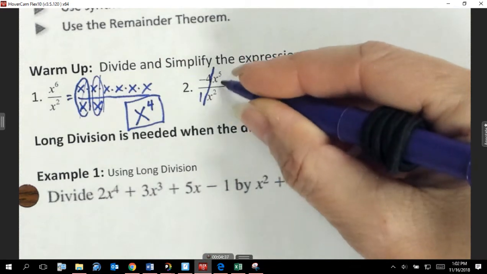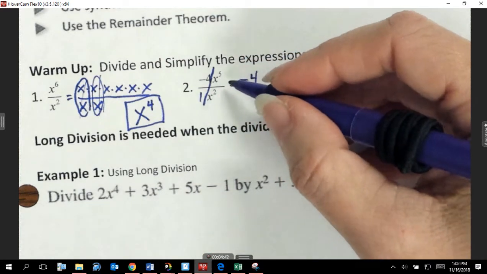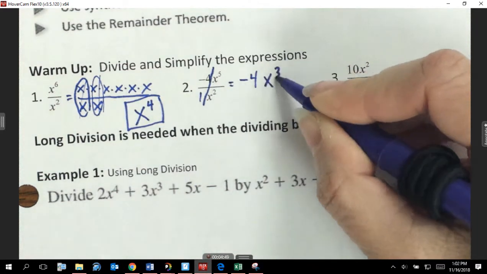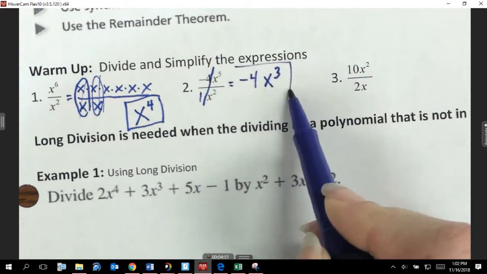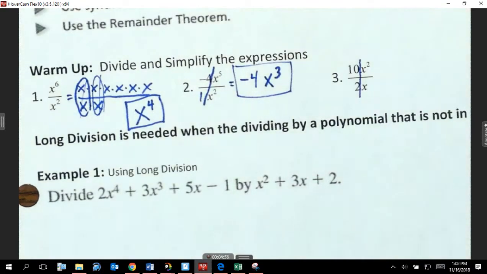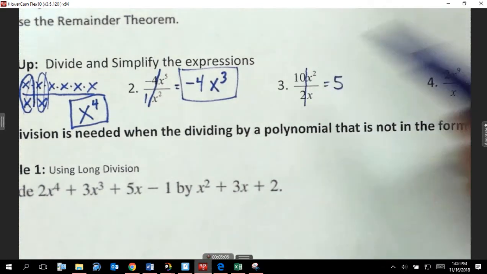And then we look at our x's. We got x to the 5th over x squared. If you forget the rules, you think about writing x divided by x. How many are left over when you cross them out? X to the 3rd. So here, we've got numbers next to variables. Separate them. What's 10 over 2? And then x squared over x.